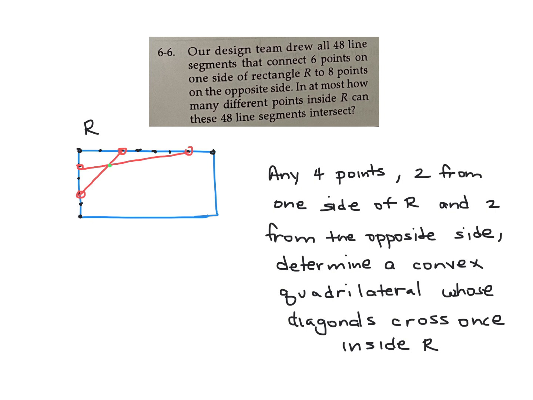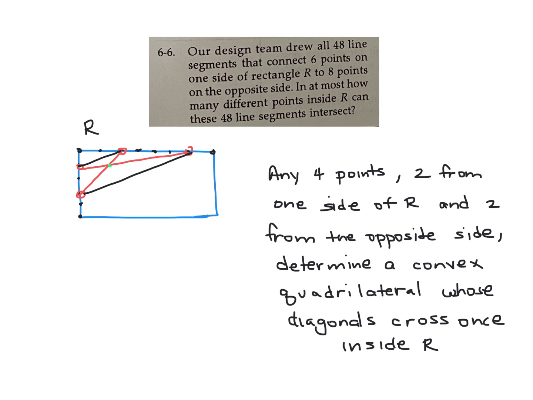So I'll write that out. Any 4 points, 2 from one side of R and 2 from the opposite side, determine a convex quadrilateral whose diagonals cross once inside R. That quadrilateral is what I should be saying. I could draw it in like that. And as you can see, the diagonals, which are in red, cross once and therefore make a point of intersection. So that point of intersection is what we are searching for. And in particular, how many of those?